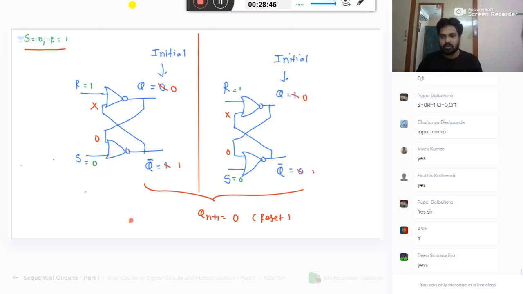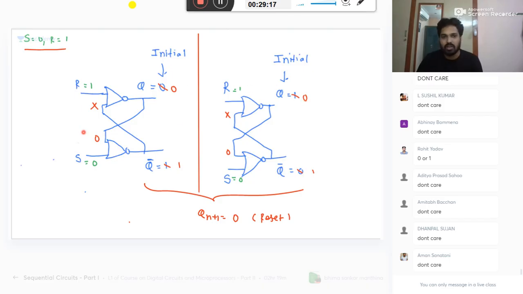Can I tell you one thing now? Whenever this cross comes, what is the meaning of it? This value can be anything. What does it mean? Here you need not worry about the previous value. Previous value can be anything. This fellow will not worry about it. Immediately he will give 0. Your answer will not be dependent on the previous value.